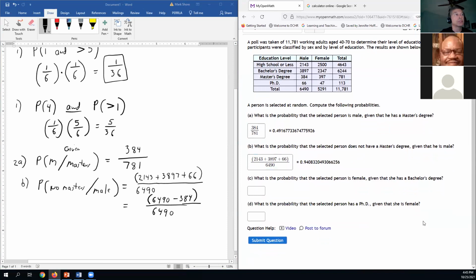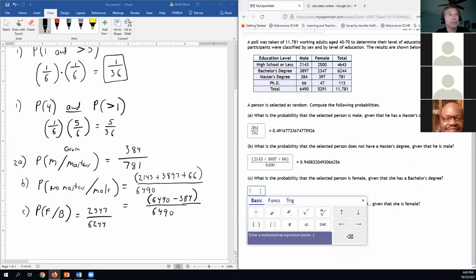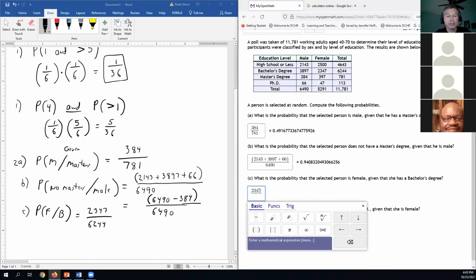Okay, let's check out part C of this problem. Part C says, what is the probability that the selected person is female? So probability of female, given that they have a bachelor's degree. So I'll just put a B here for bachelor's degree. So the denominator is the total number of people that have a bachelor's degree, which you can see up here is 6,244. And how many of those are female? Well, if you look across, 2,347. And that's what you would type into right there. I'll do it real quick here for you. 2,347 out of the 6,244.